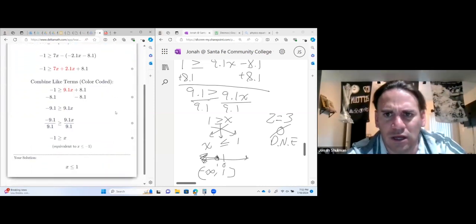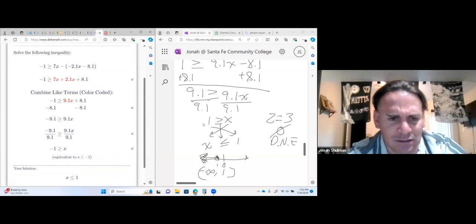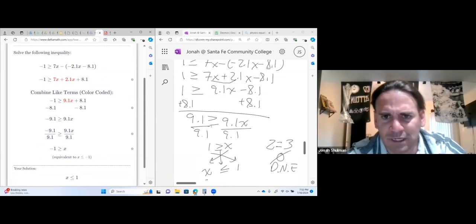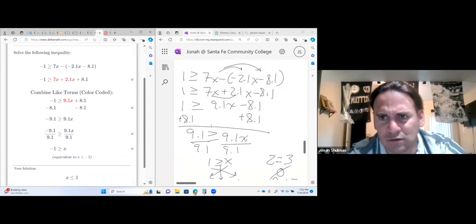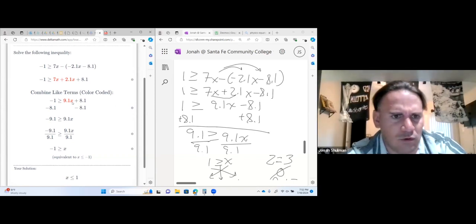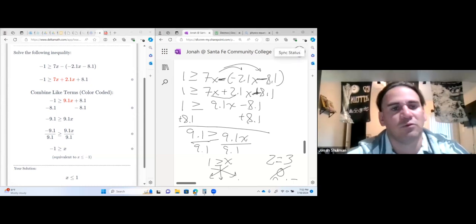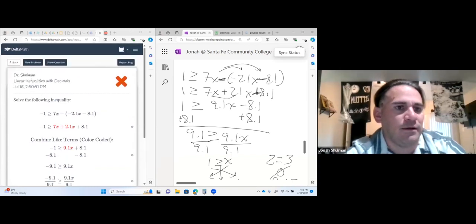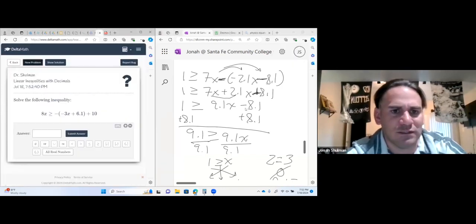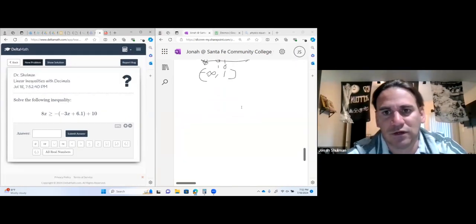Whoa! I lost my negative sign? Are you serious? Where's my negative sign? Where'd I lose it? Oh, right here. A negative times a negative is a positive. That was the one mistake. That's the good thing about math, right? You can see the little spots you mess up, and then you're good to go.